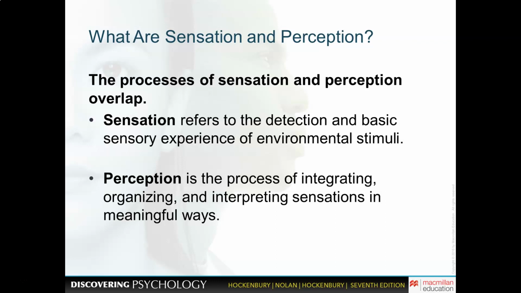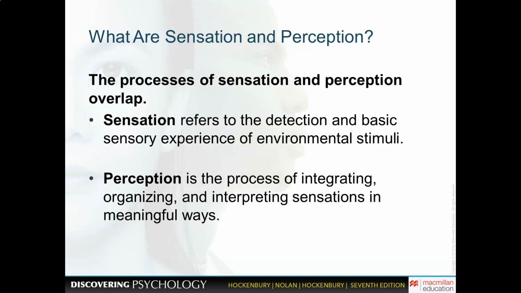That can be everything from an auditory sound, something we hear, something we see, something we smell, something we touch. That process refers to sensation. Now, perception, on the other hand, is the process of integrating, organizing, and interpreting the sensations in meaningful ways. That's when our brain actually takes in the sensory experience, processes it, and then makes sense of it.